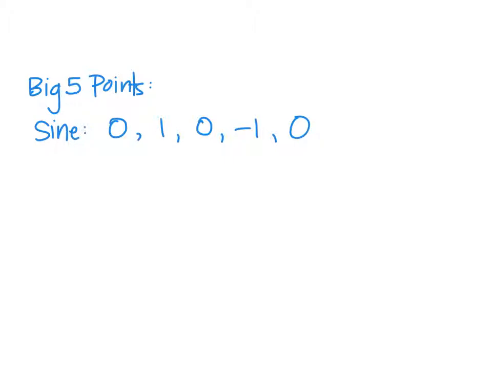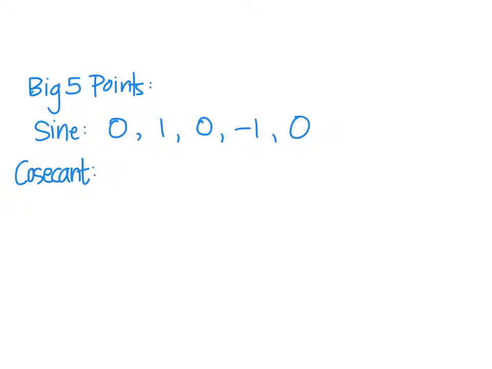The graph we're going to learn, which graph goes with sine that we've learned is the reciprocal? Very good, cosecant. So cosecant goes with sine, and the relationship is reciprocal. So we need to do the reciprocal of the big 5.